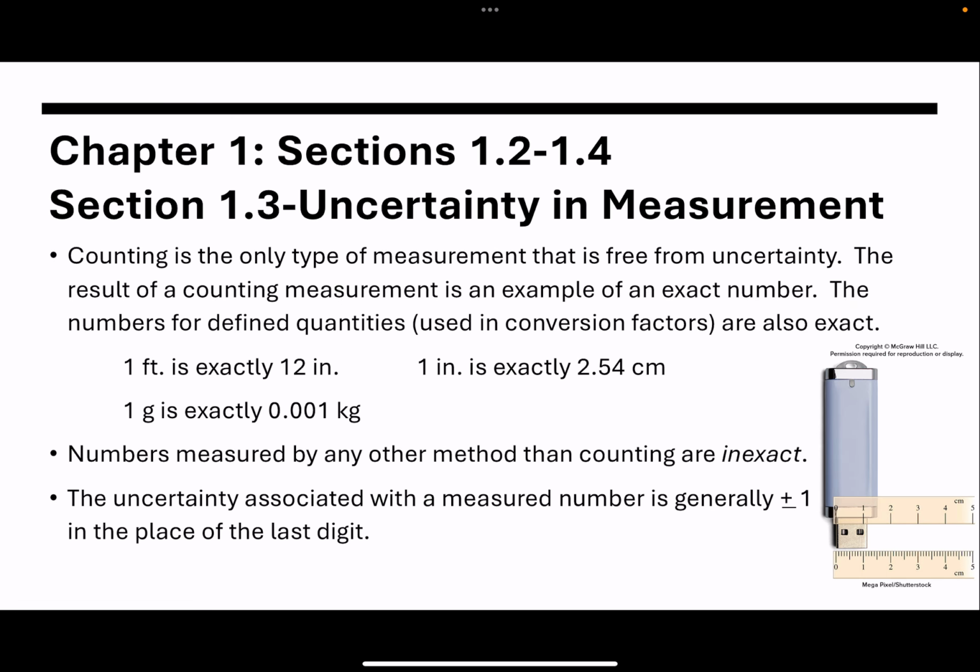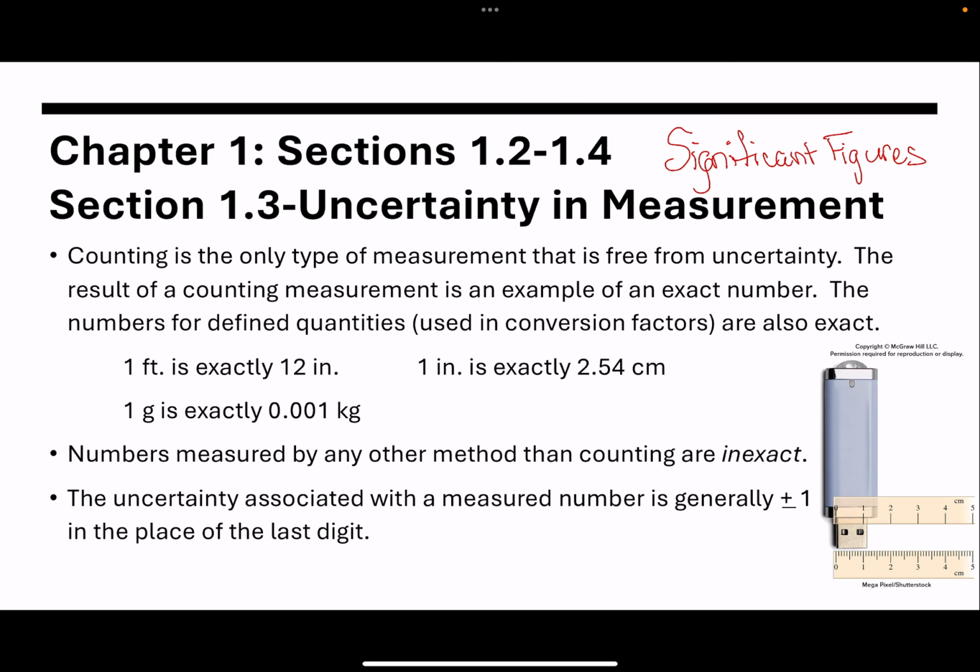Here is section 1.3 of chapter 1 for our week 1 notes. So, we're going to talk about uncertainty in measurement, which basically means we're going to talk about significant figures, or what we like to call sig figs.